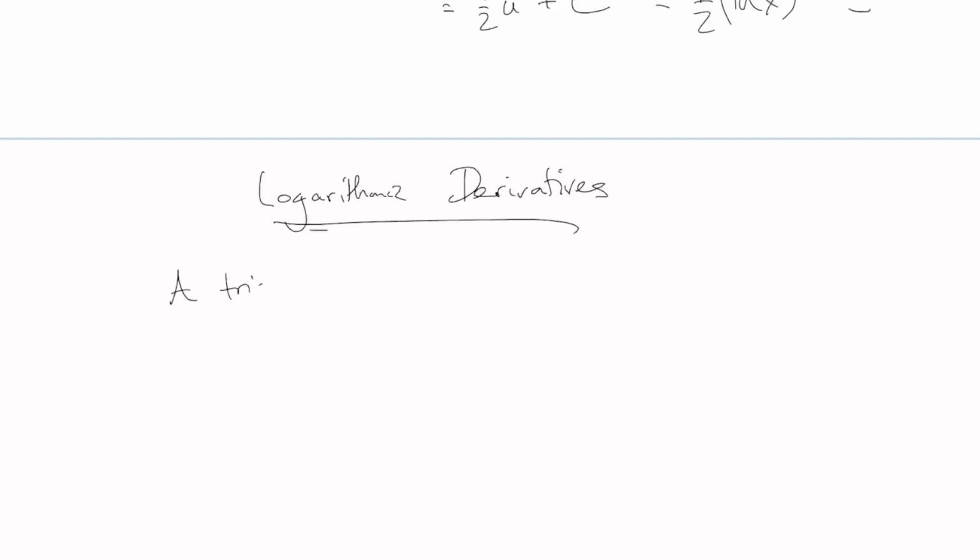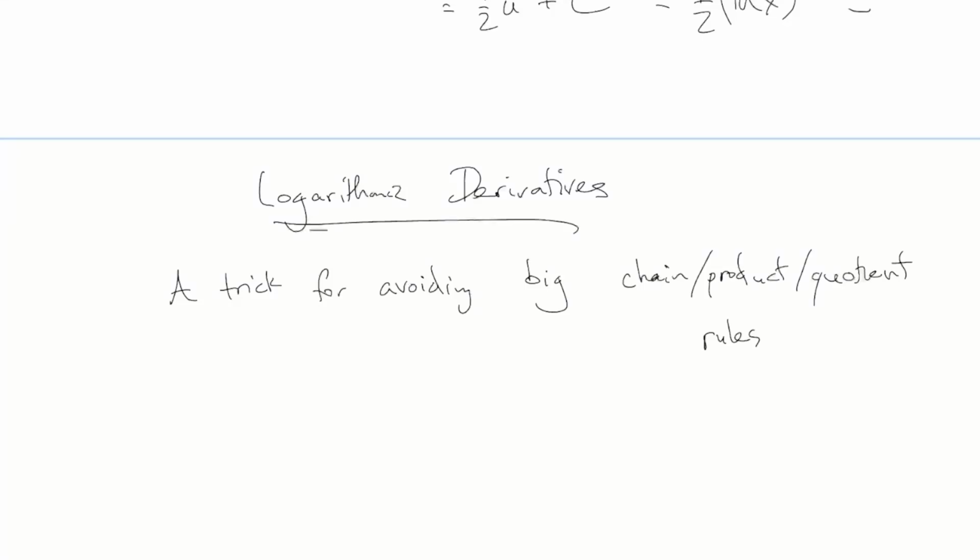This is, I will just say, a trick for avoiding sort of big chain, product, quotient rules. Actually, if you know about using logarithms in this way, you can actually never do the product rule or quotient rule again, although I wouldn't necessarily suggest always doing it this way. But if you have a situation where you are going to have to do a sort of big and nasty product rule or quotient rule, you can instead do it in this way. This is called logarithmic differentiation.